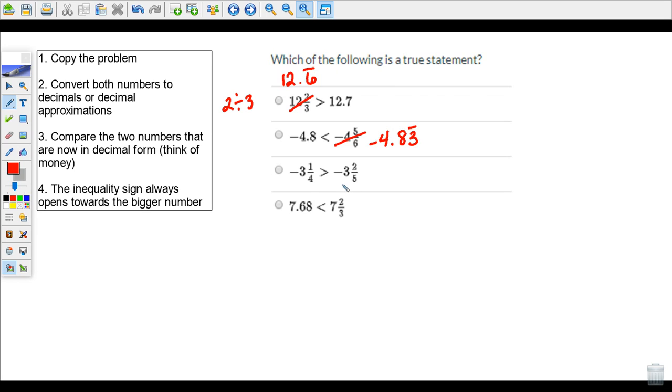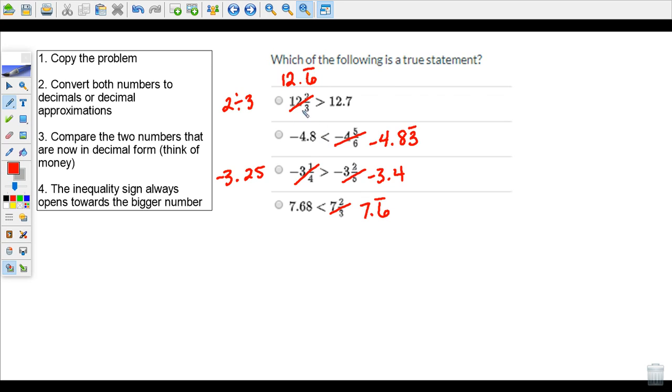And this one, we have two fractions. I think this is a pretty common one. We know it's going to be negative 3 point something. 1 divided by 4, 1/4, that's 0.25. Think of a quarter. Negative 3 and 2/5, we know that's going to be negative 3 point something. When you do 2 divided by 5, you'll find that it's 0.4. And then for the last one, 7 and 2/3, we already had a 2/3 up here, so use what we've already done. 7.6 repeating.